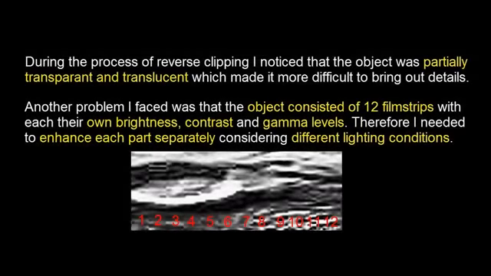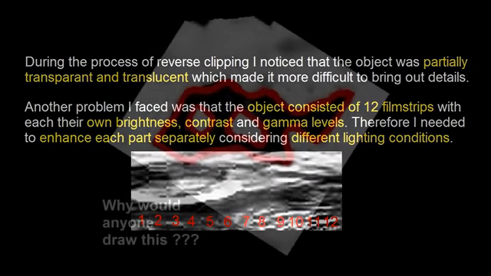During the enhancement process, I noticed that the object was partially transparent and translucent, which made it more difficult to bring out details. Another problem I faced was that this was not a photo, but a composition, and the object therefore consisted of 12 film strips, with each their own brightness, contrast and gamma levels. Considering different lighting conditions, I needed to enhance each part individually.